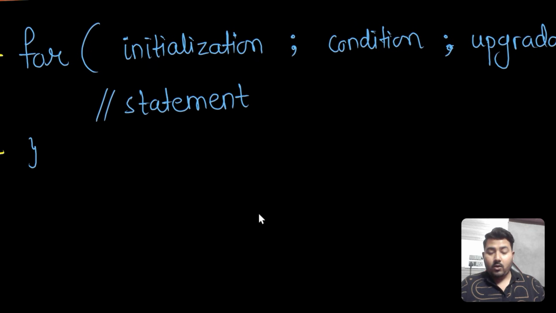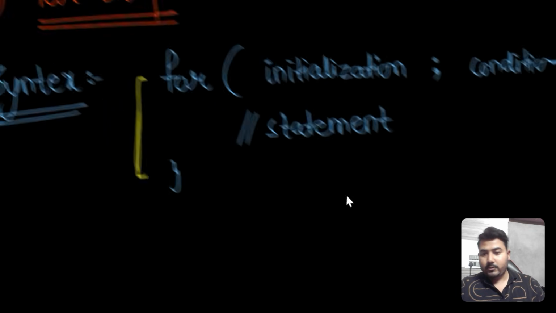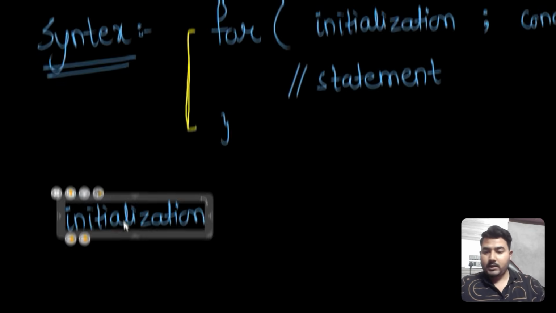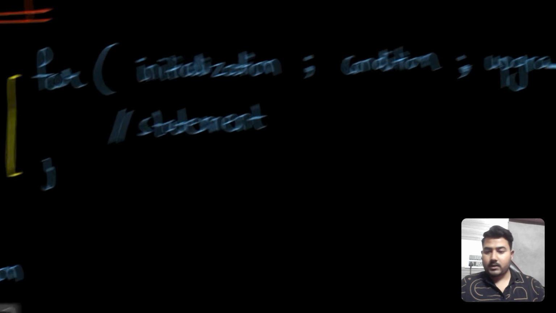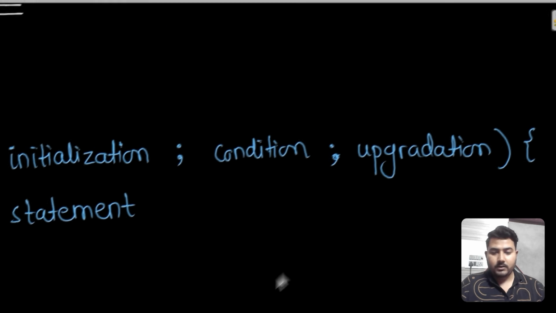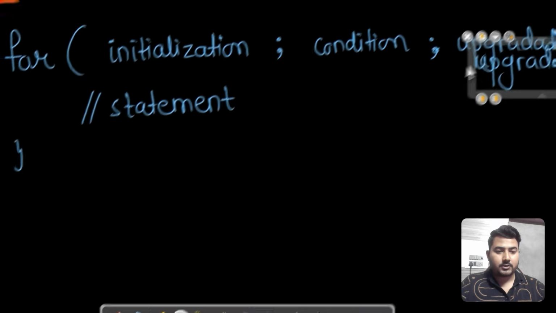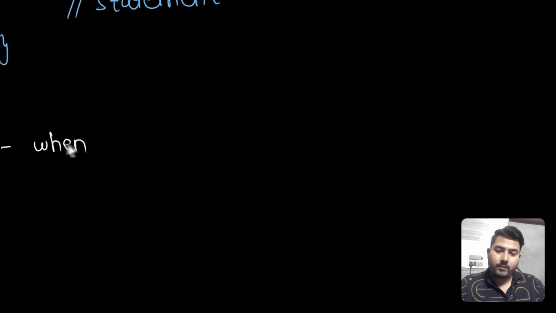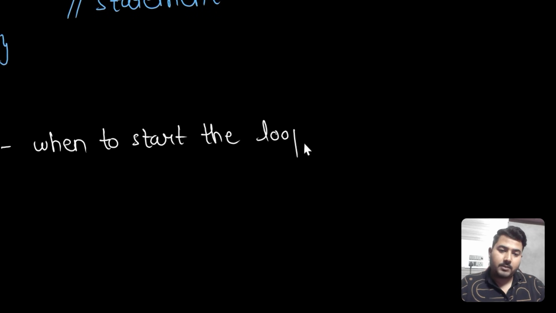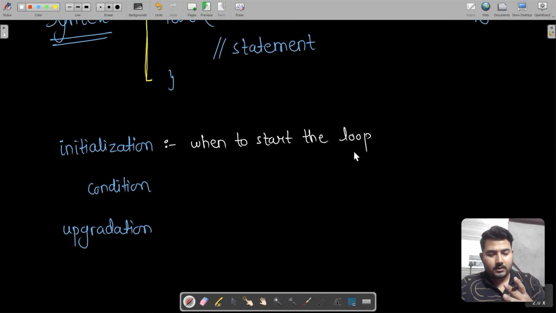Now all three things, let me just explain very quickly. First of all, this one, what is initialization? Then this one, what is condition? And finally, the third one, what do you mean by upgradation? By initialization, I mean when to start the loop. There must be a time when we are going to start a loop. It could be any time. It could be right now, the very instant as well. But it is still a time. We have to mention when exactly we are going to start our loop.